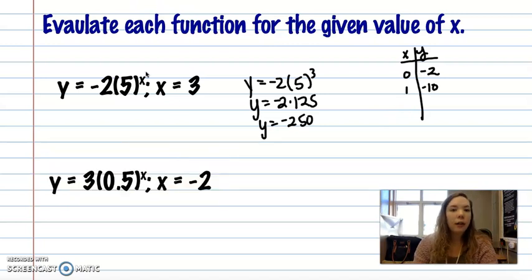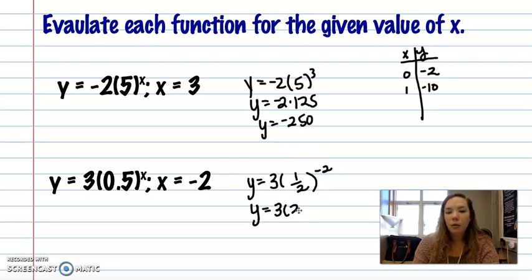Okay, so here, this time we have 1/2. You can write it as a fraction or a decimal, but this is the same as 1/2. So we have 3 times 1/2, and this time they want us to plug in -2 for our exponent. And if you remember, when you have a negative exponent, you need to flip what's inside, so it'd be 3 times 2 squared, and now this is positive. 2 squared is 4. 3 times 4 is 12.